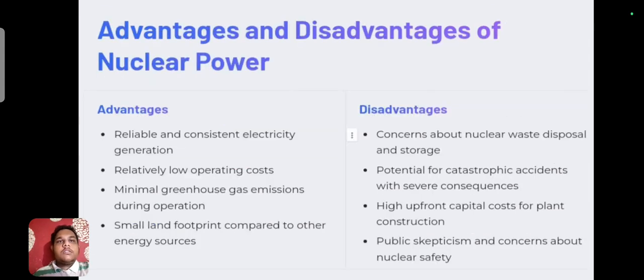Advantages and disadvantages of nuclear power. Advantages: reliable and consistent electricity generation, relatively low operating costs, minimal greenhouse gas emissions during operation, and a small land footprint compared to other energy sources. Disadvantages: concerns about nuclear waste disposal and storage, potential for catastrophic accidents with severe consequences, high upfront capital costs for plant construction, public skepticism and concerns about nuclear safety.